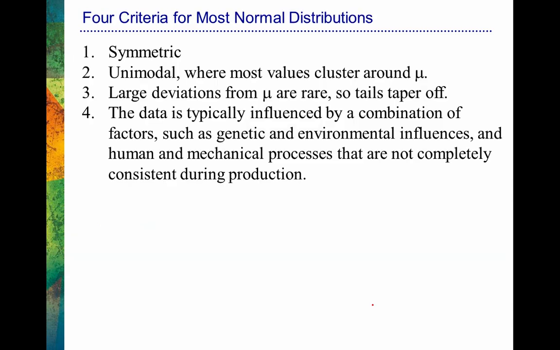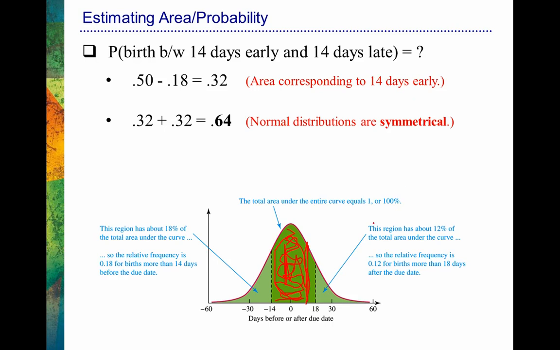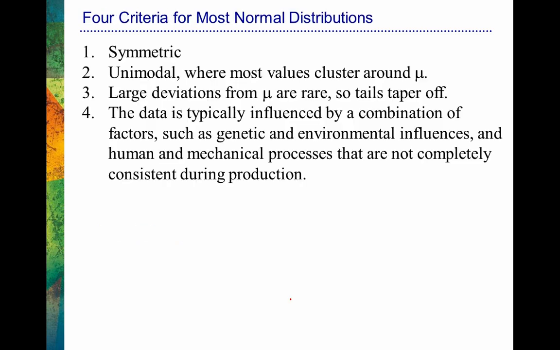So coming back here, that means that large deviations from the mean are rare, so the tails taper off. We can see here that the tails of the distribution are tapering off. This tail tapers off, showing that these scores are very rare. Here, the distribution is very high on the frequency axis, showing that these scores are quite frequent, quite common.